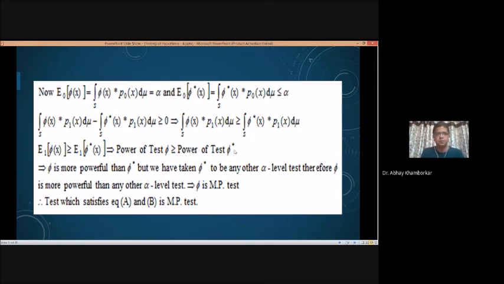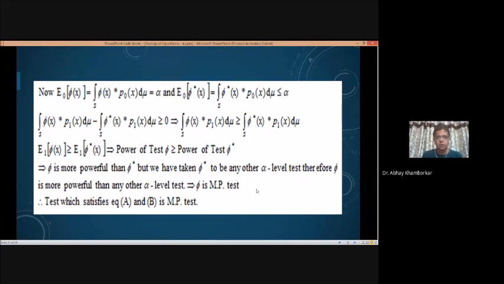In other words, we can say that test phi is having a maximum power among the class of all alpha level tests. And therefore, we can say that phi is more powerful than phi star. But we have taken phi star to be any other alpha level test, and therefore by definition we can say that phi is more powerful than any other alpha level test, or we can say that phi is most powerful test.